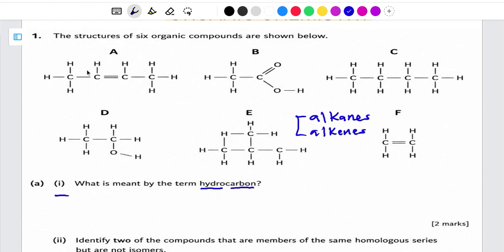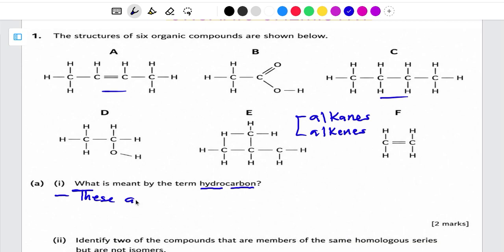So if we were to identify from what we have here, we can see that A is a hydrocarbon, C is a hydrocarbon, F is a hydrocarbon, because these compounds just contain hydrogen and carbon only.